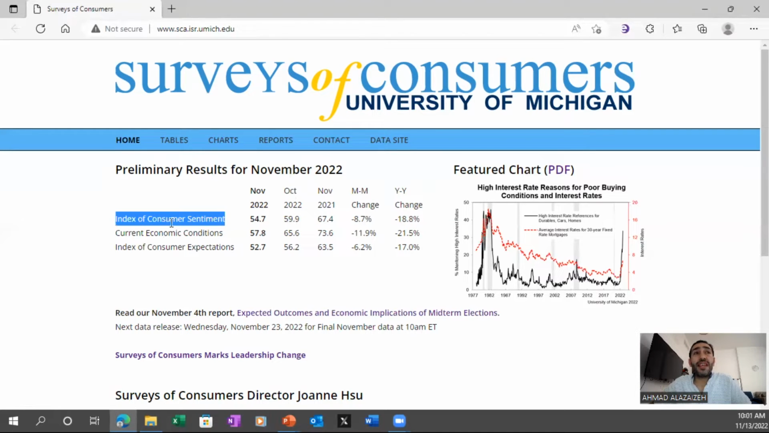You can see the index of consumer sentiment data results here, and you can see the comparison between the month and the previous month. If we take October 2022 and compare it with November 2022, you will find that the difference between 59.9 and 54.7 is almost minus 8.7% on a monthly basis. When it's negative, that means the condition is worsening. If it's positive or above expectation, that means the condition is getting better. We will see that also in a moment.